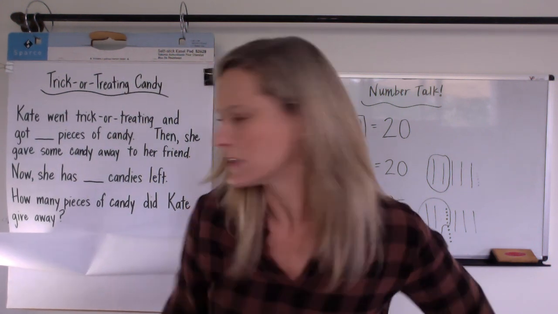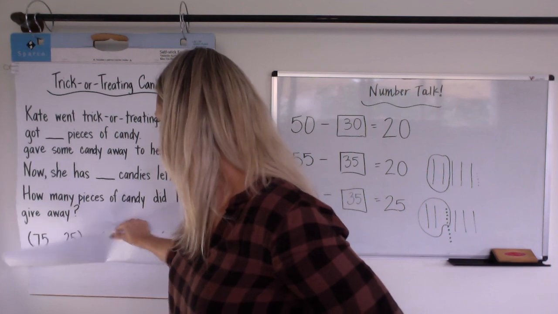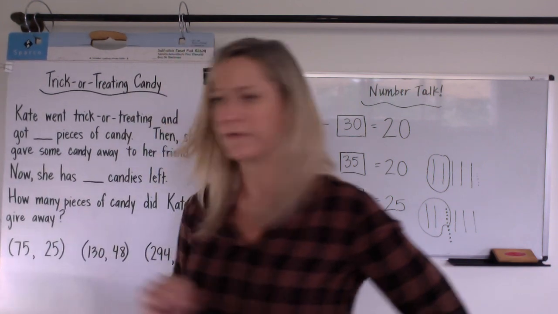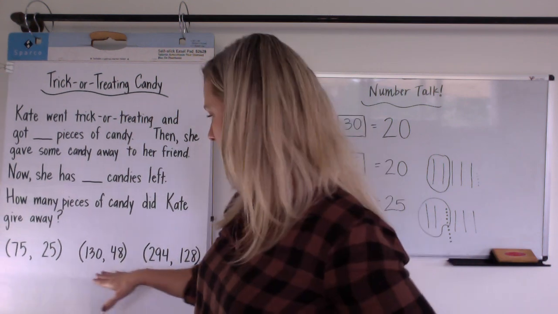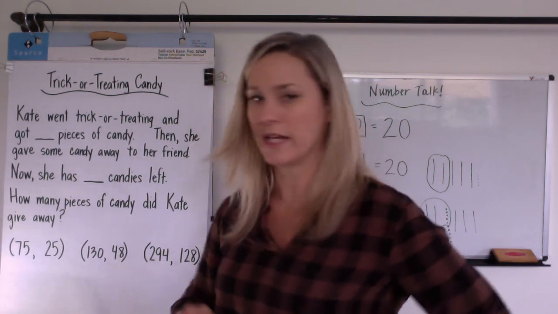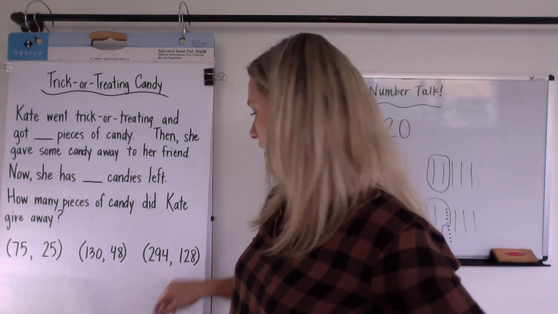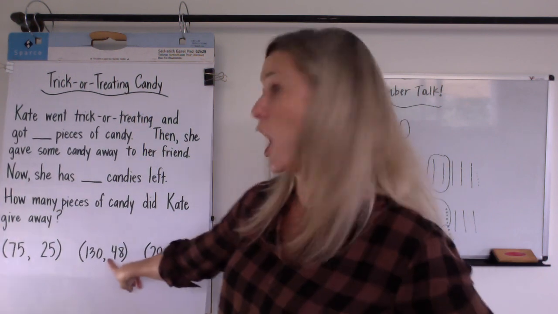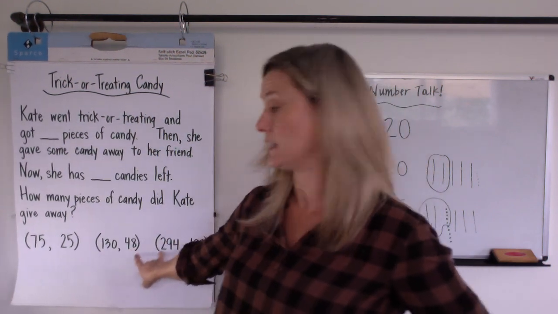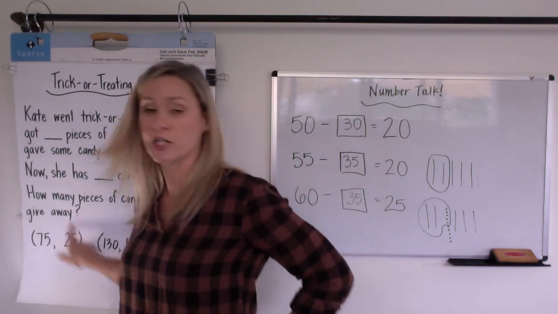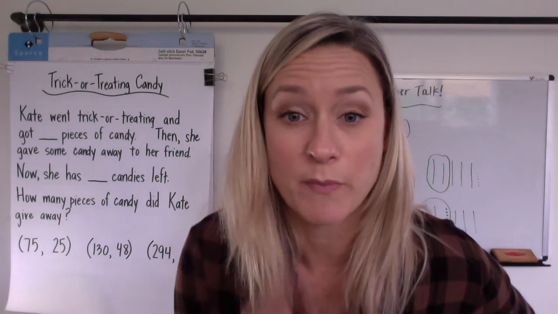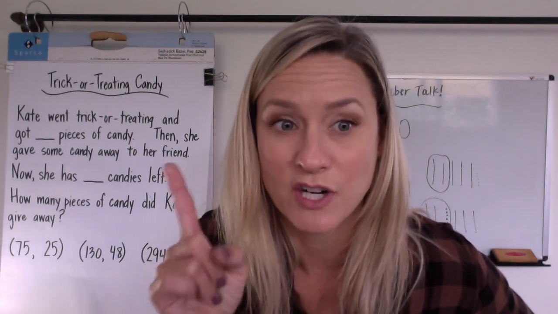Let's check our number sets. We've got 75 and 25. Ooh la la. Whoa, we've got some large numbers coming. We've got 130 and 48. We've got 294 and 128. Don't you dare pick one of these sets unless you've got a super strong strategy down here with your second grade number set. So make sure you try that one first and have a strong strategy.